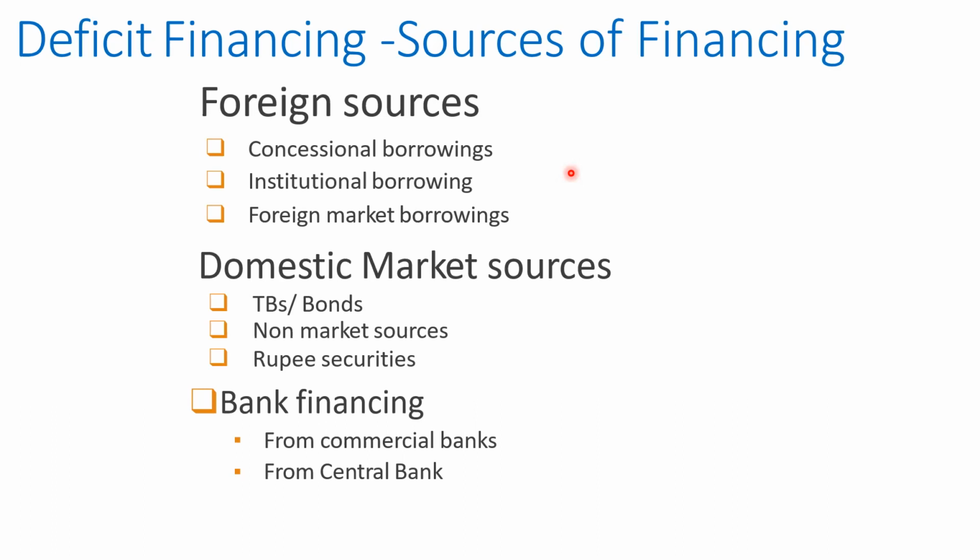Now, why do we need these foreign sources? That's the important thing. Why can't we use only the domestic market? We need foreign currency. Every country, to survive, has to import so many essential items. To import the essential items, we need foreign sources, foreign currencies.